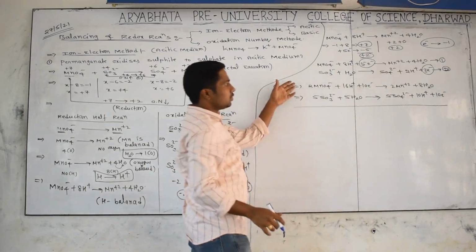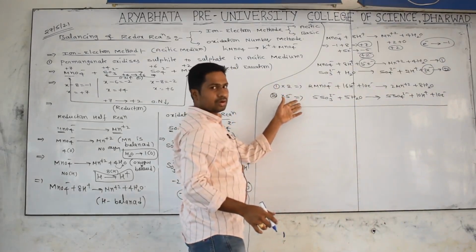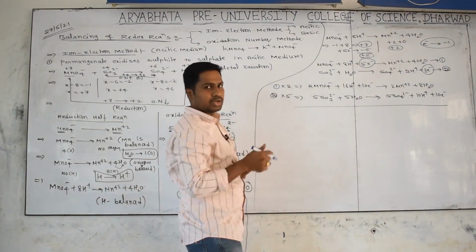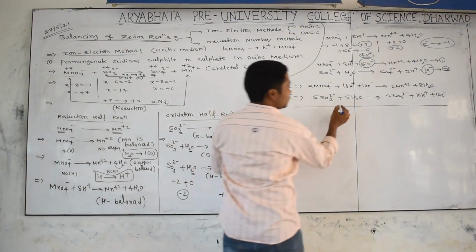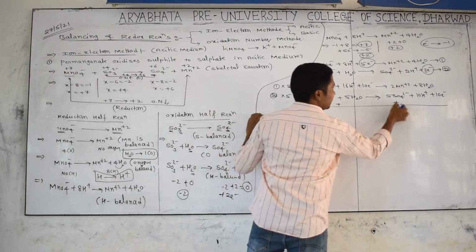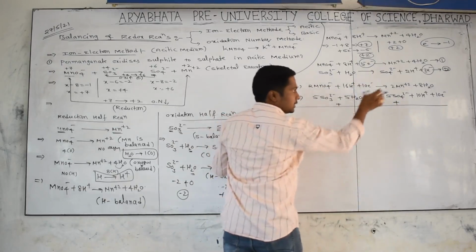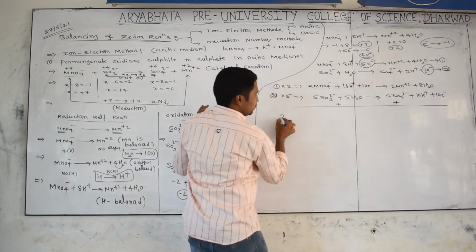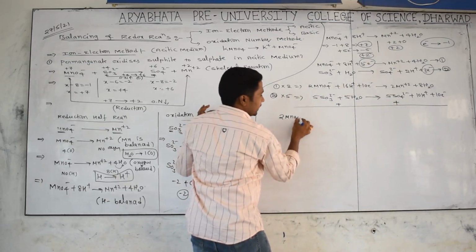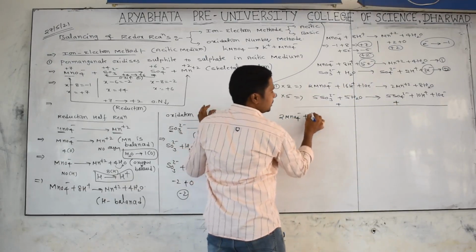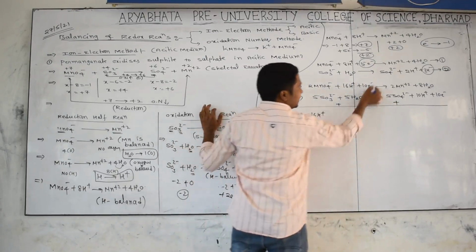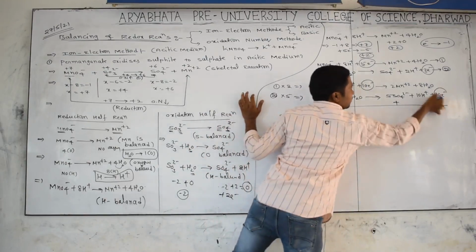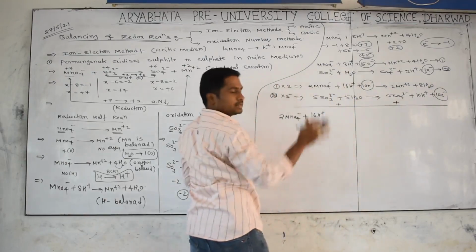Now this is the reduction half and this is the oxidation half. Together it is called the whole redox reaction. That's why we have to club them, which means we have to add them. While adding, the left side adds to the left side and the right side to the right side. Now do it. We get 2MnO4 minus plus 16H plus; here 10 electrons on the left side and 10 electrons on the right side cancel with respect to the arrow mark.